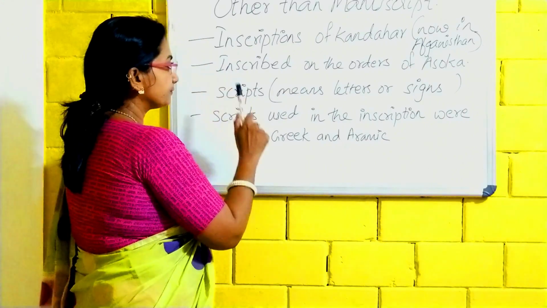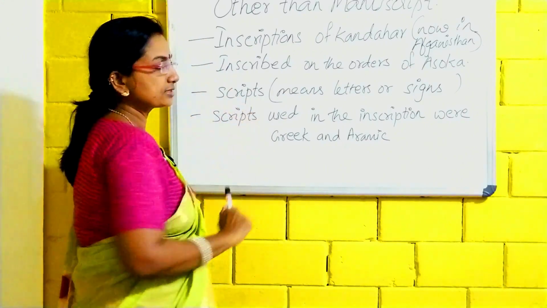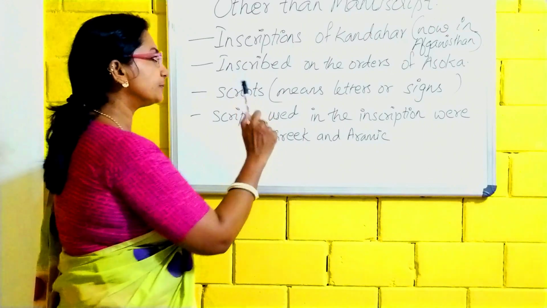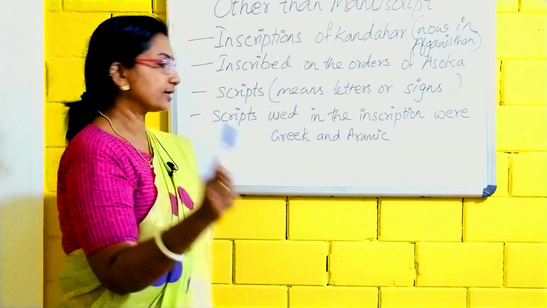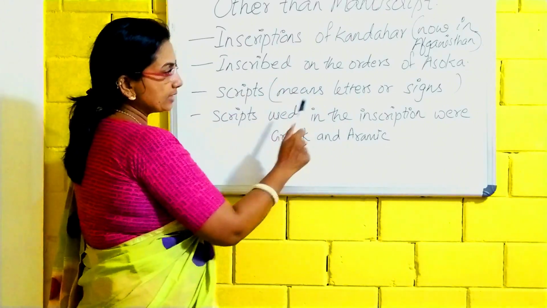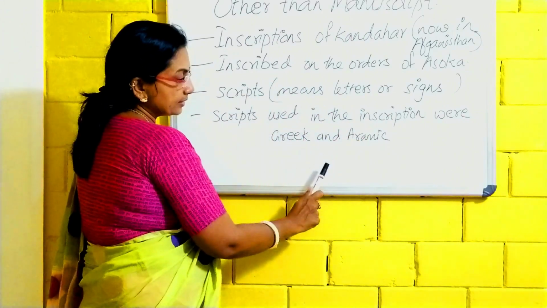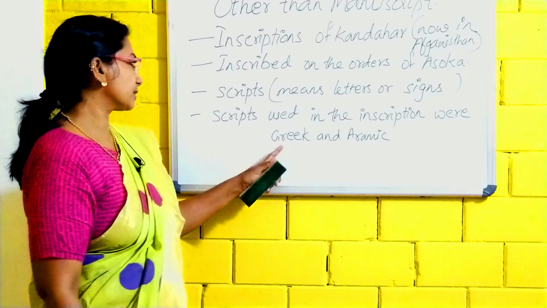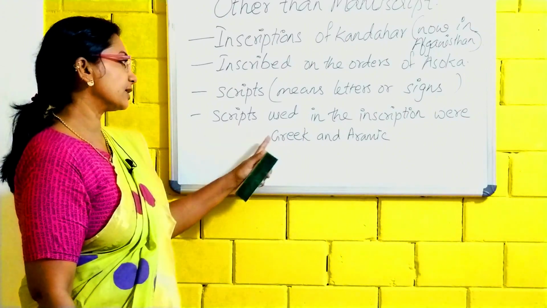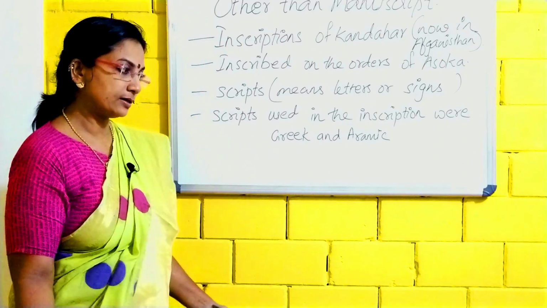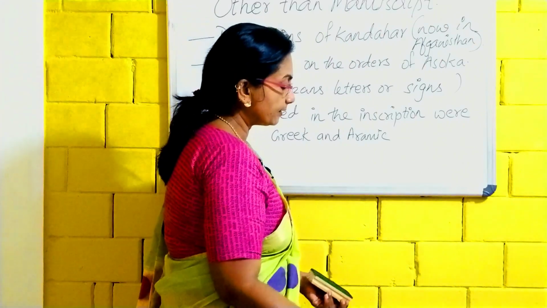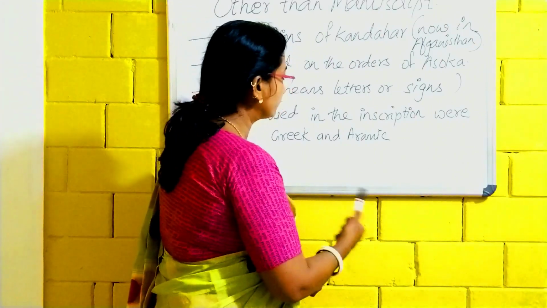And another word came, scripts. What is a script? Script means letters or signs. So, the scripts used in the inscription were Greek and Aramaic. What were the scripts used in the inscription? The scripts used in the inscription were Greek and Aramaic. Aramaic means the language used by the people in Southwest Asia.